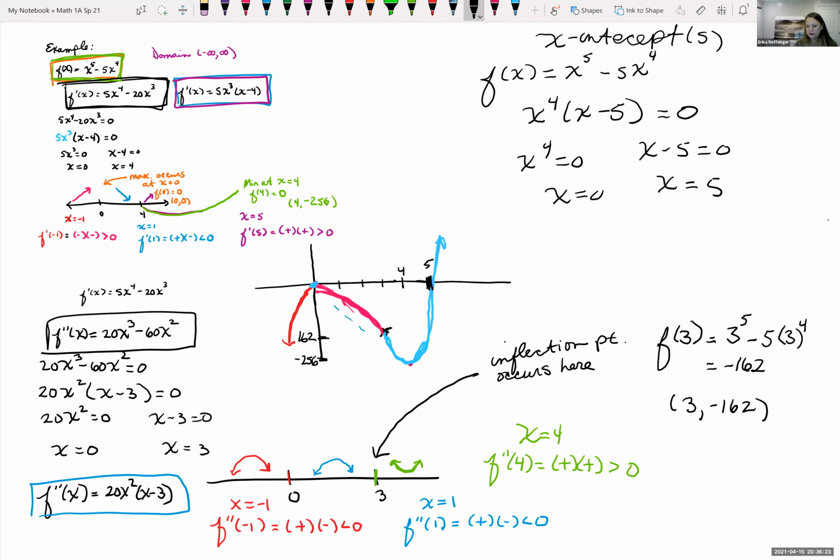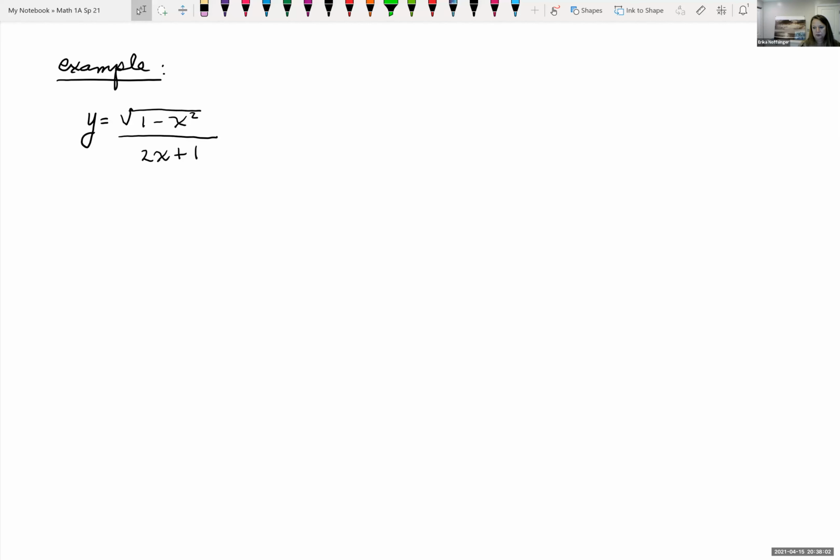Okay, so putting together pretty much everything that we've been learning with first derivative and second derivative. So now we want to graph y equals the square root, underneath the radical is 1 minus x squared, that's all in the numerator. And then that's all put over the denominator, which is the quantity of 2x plus 1.